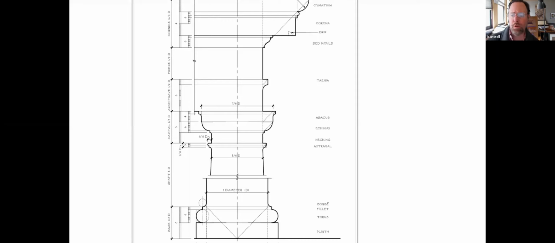Okay, again, what's beautiful about this particular order is that every little part is relative to the column's diameter. It's not arbitrarily created. Everything has a reason for being.